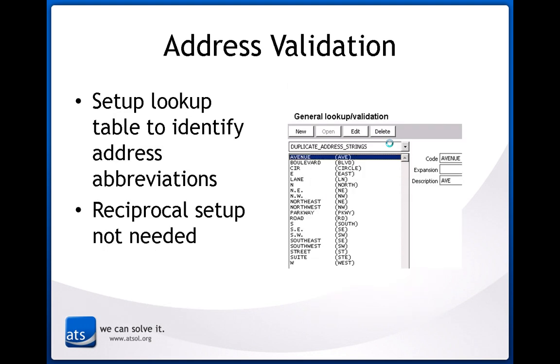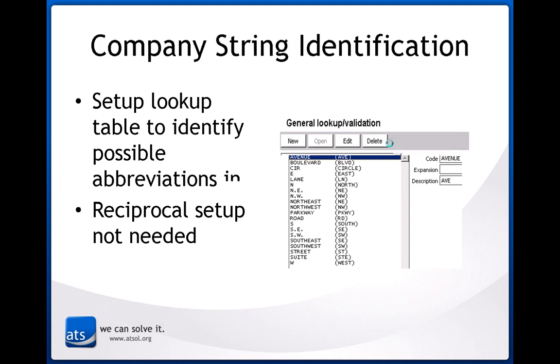We also have address validation. We'll create a lookup table called duplicate_address_strings, where you can enter in possible address abbreviations. Examples include Avenue and AVE, Boulevard, BLVD. One thing to keep in mind is you don't need to set up the reciprocals in this table, as the table can handle that itself.